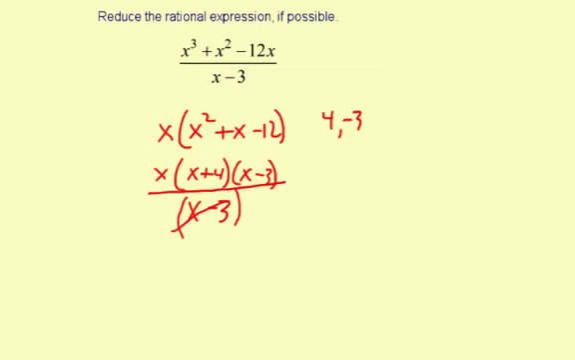And look at this, the x minus 3's do reduce out, so you're going to have x and then times x plus 4 as your answer. Now always leave your answer in factored form. So this is your final answer right here.